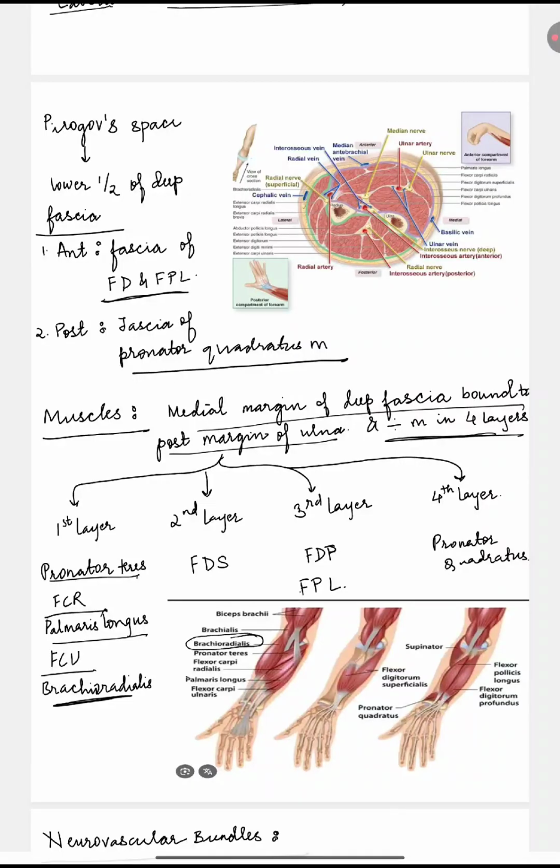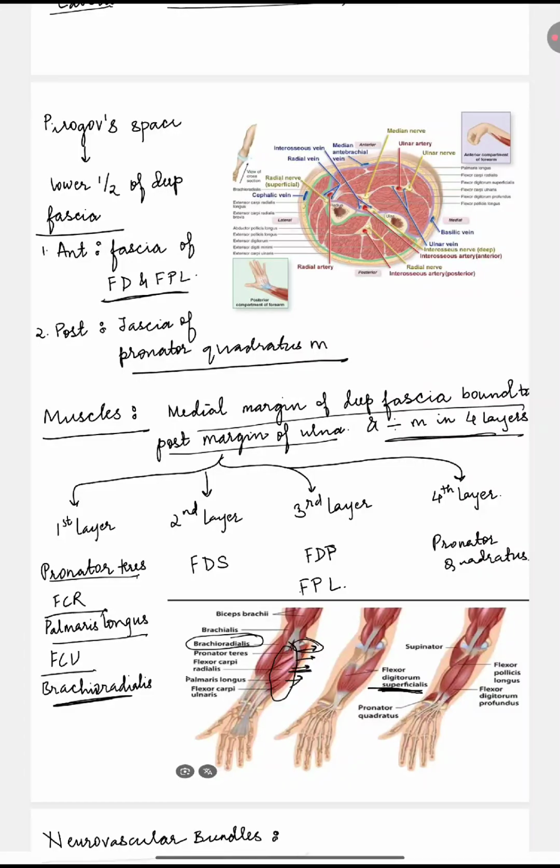Brachioradialis, it is here. It is a set of four muscles: pronator teres, flexor carpi radialis, palmaris longus, flexor carpi ulnaris. First is pronator teres, then flexor carpi radialis. Last is flexor carpi ulnaris. And in between these, there is palmaris longus. Just remember like this. That is the first layer. Second layer, only one muscle: flexor digitorum superficialis muscle.